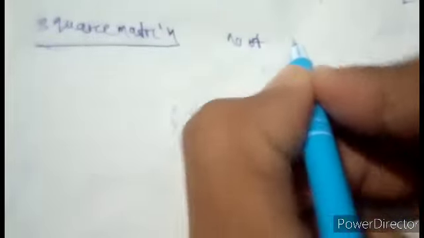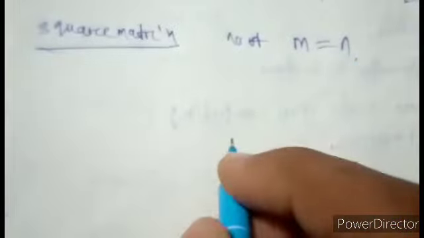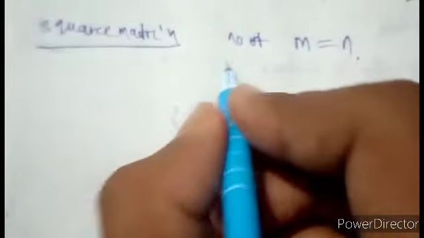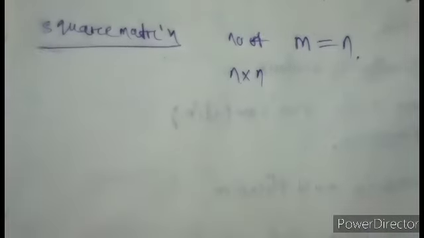Then come to the square matrix. What is called a square matrix? The matrix whose number of rows, m, is equal to n, is called a square matrix, and the order of the square matrix is n cross n.